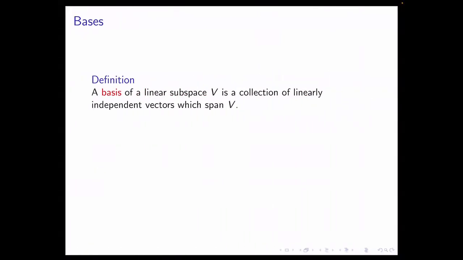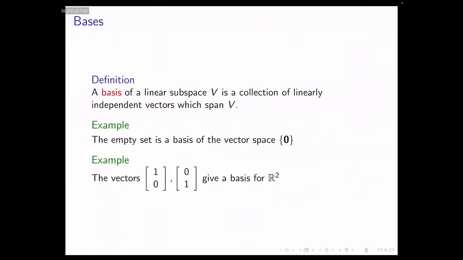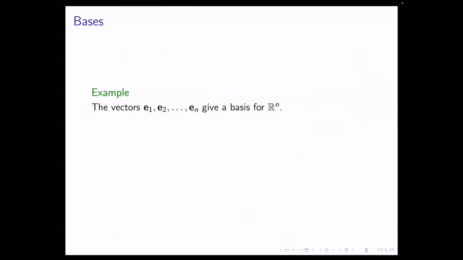Basis, definition. A basis of a linear subspace V is a collection of linearly independent vectors which span V. As an example, the empty set is the basis of the vector space 0. Vectors (1, 0) and (0, 1) give a basis of R2. Vectors e1, e2, and so on, en give a basis for Rn.